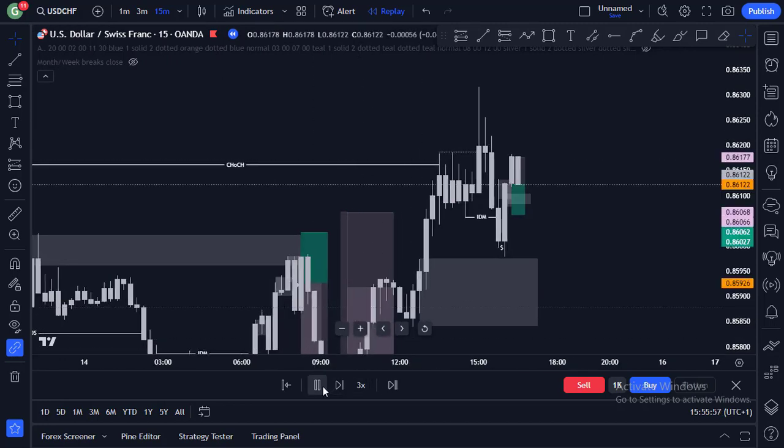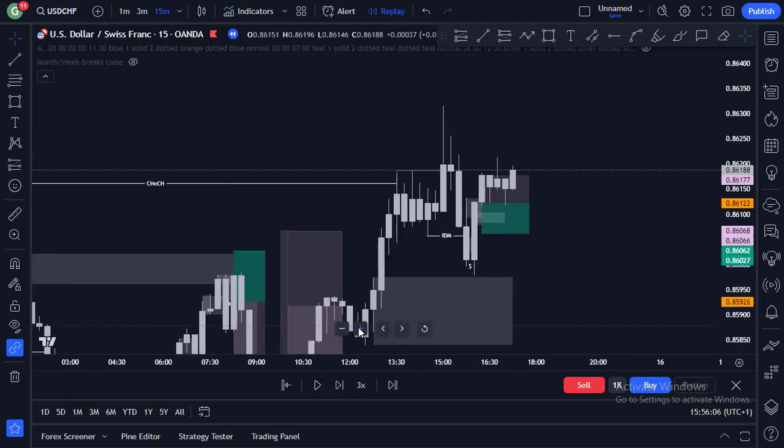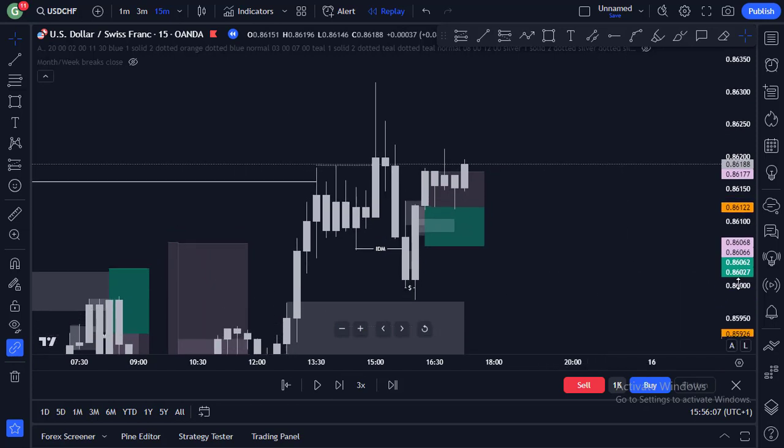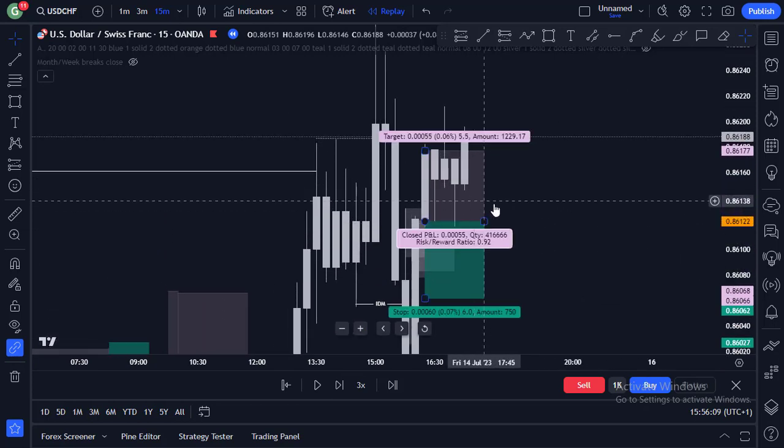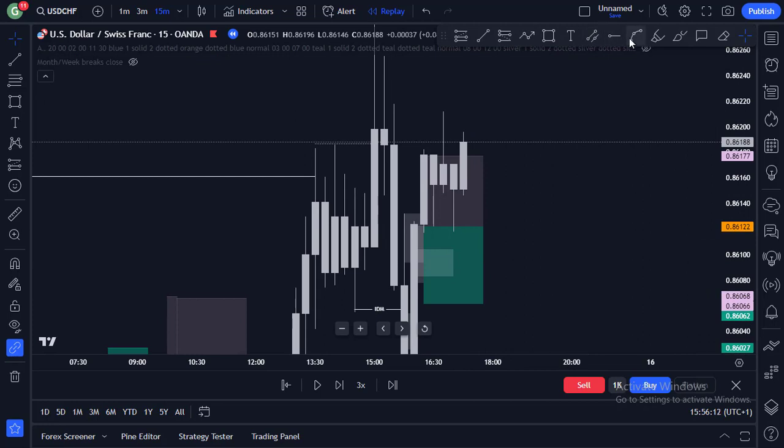So if we play this, this would have actually been a break-even trade for me. Why did I say so? Because the moment this happened right here, I would have moved my entry to break even right here. All right, this candle was broken to the top by this candle, so this is where I move my entry to break even right here.